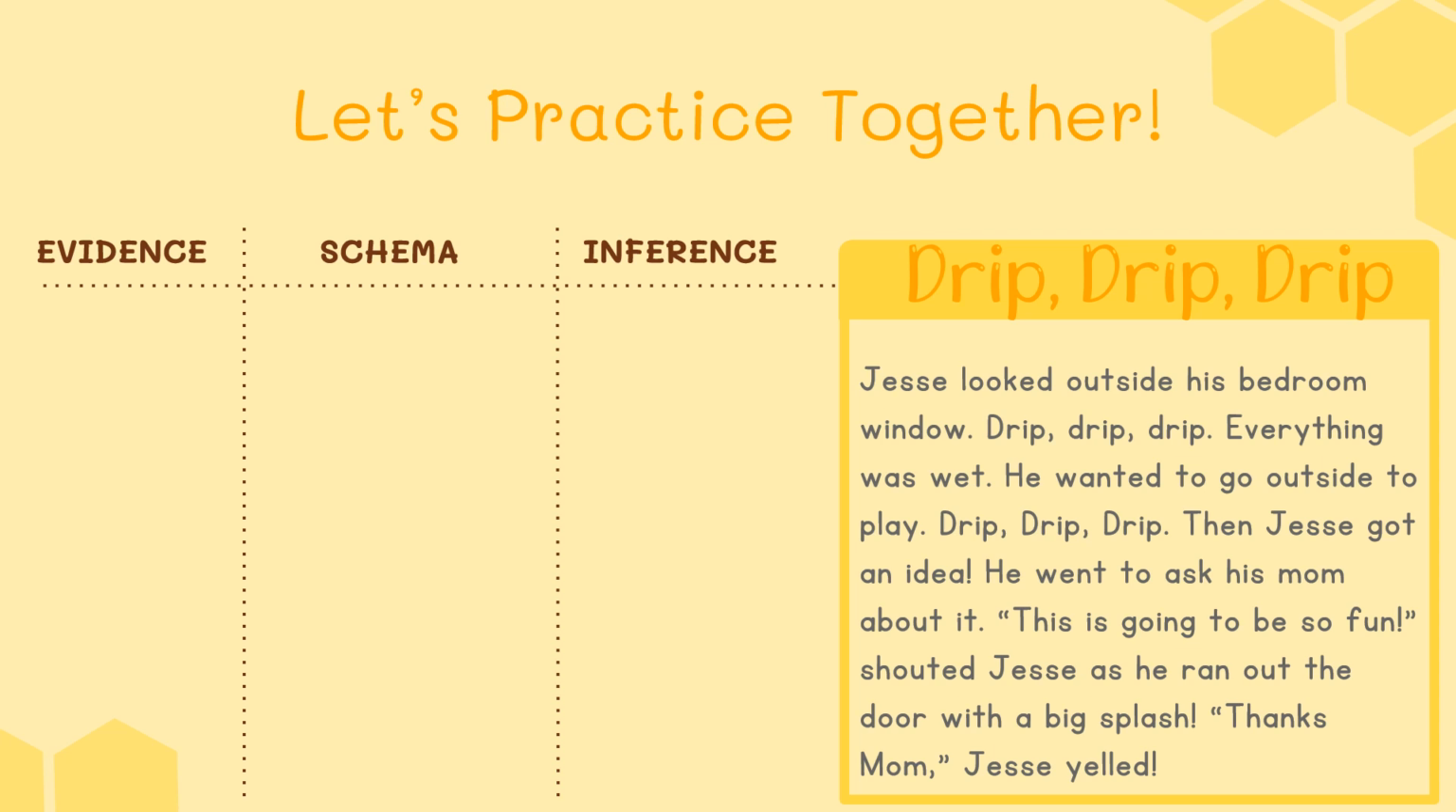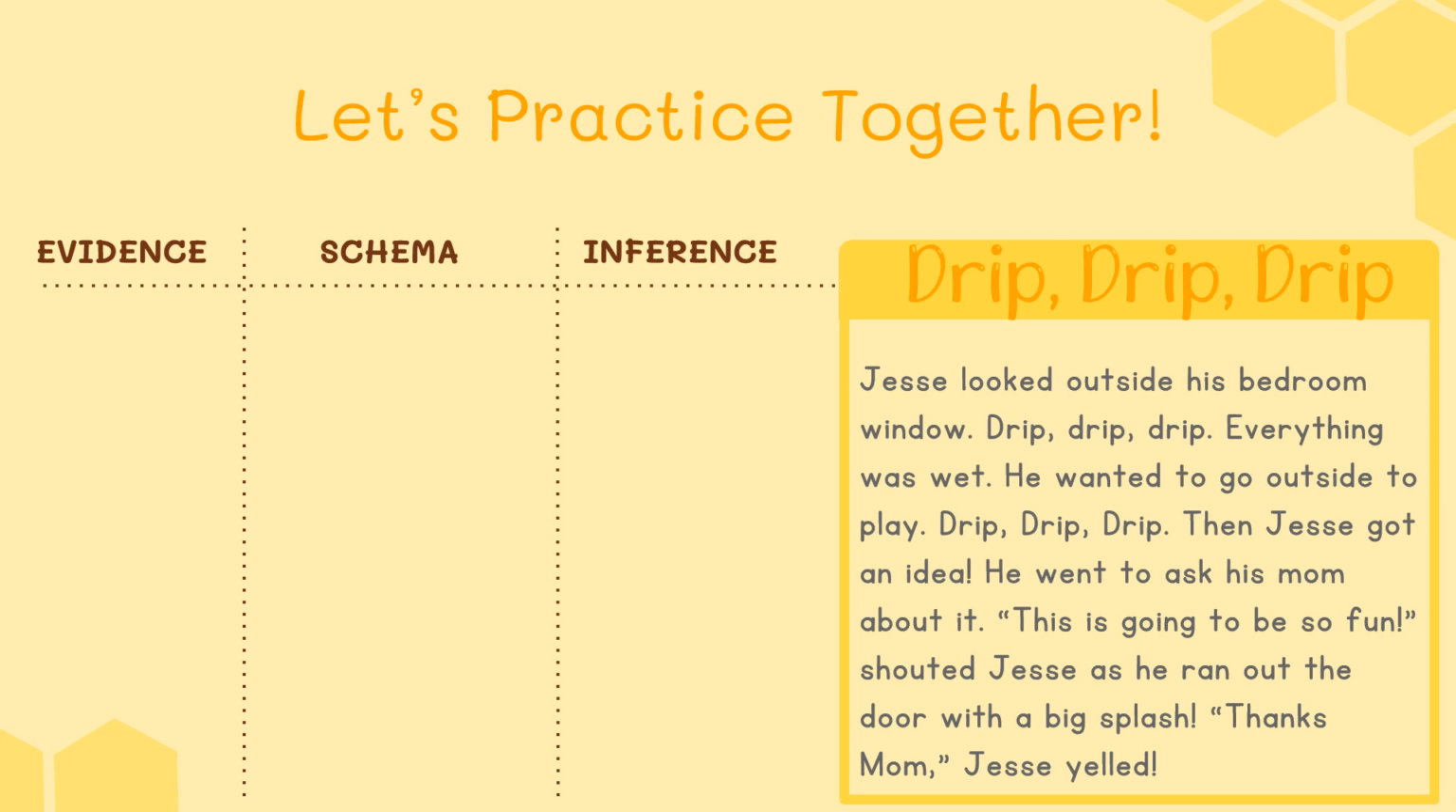Oh, that reminds me of last week. It was so rainy out. Jesse looked outside his bedroom window. Drip, drip, drip. Everything was wet. He wanted to go outside to play. Drip, drip, drip. Then Jesse got an idea. He went to ask his mom about it. "This is going to be so much fun," shouted Jesse as he ran out the door with a big splash. "Thanks, Mom," Jesse yelled.